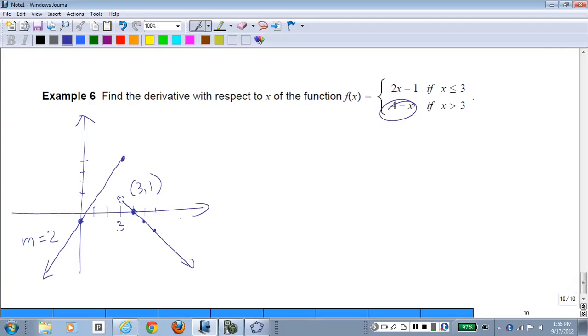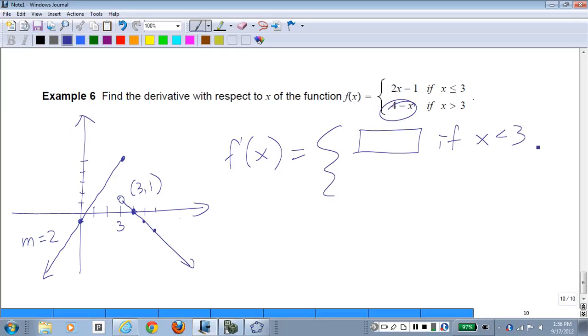At any point in the interval, let me write this, f prime of x equals blank if x is less than 3. Notice I deliberately left off the "or equal to" bar. There's an "or equal to" bar here, but there's not an "or equal to" bar there. Deliberately left it off because we can easily indicate the derivative of a function in an open interval, but it's tricky what happens at the endpoints.